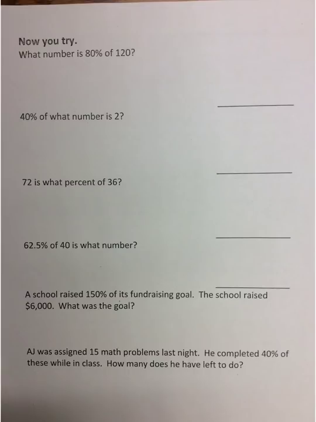You should have paused and solved. Let's talk about what you got. What number is 80% of 120? We just have to multiply, and the answer is 96. N equals 96.